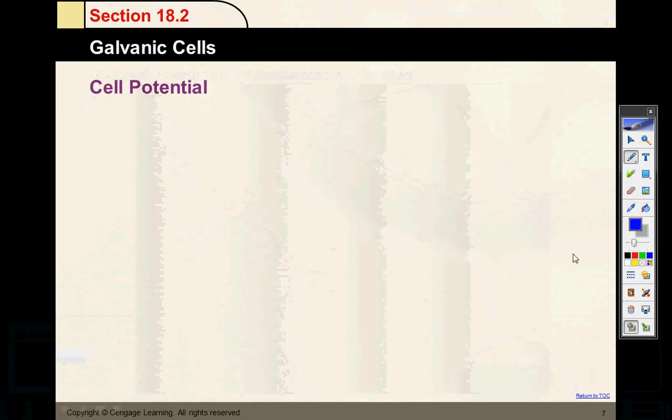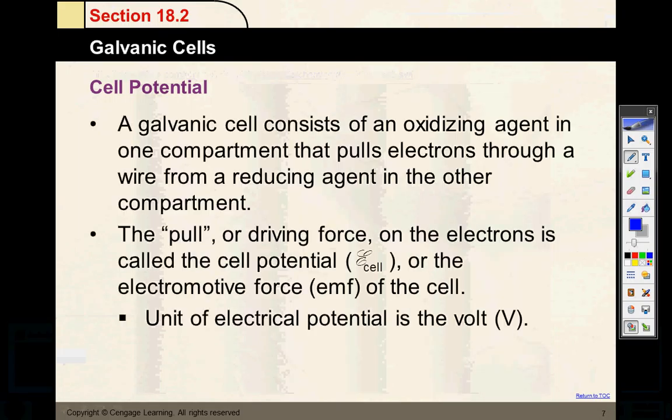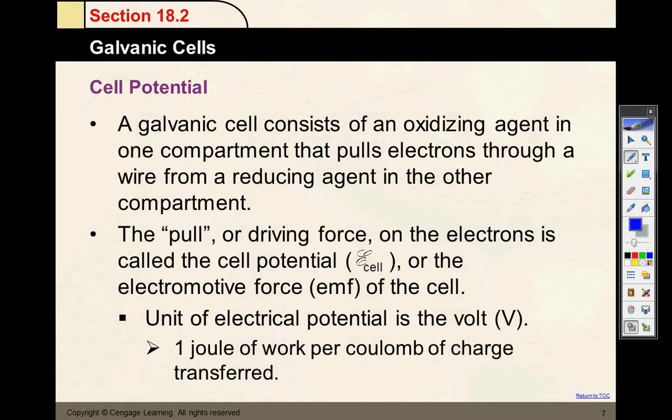All right, cell potential. A galvanic cell consists of an oxidizing agent in one compartment that pulls electrons through a wire from a reducing agent in the other compartment. The driving force on the electrons is called the cell potential. Somebody mentioned this earlier, Sean, I think it was you. All right, the E of the cell, or the electromotive force, EMF of the cell.